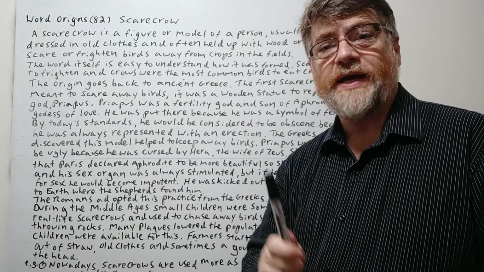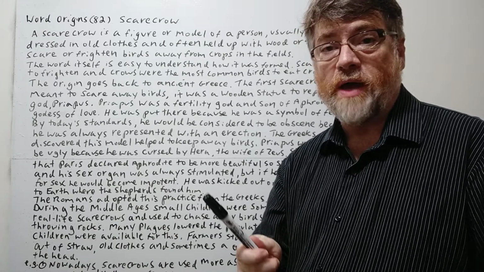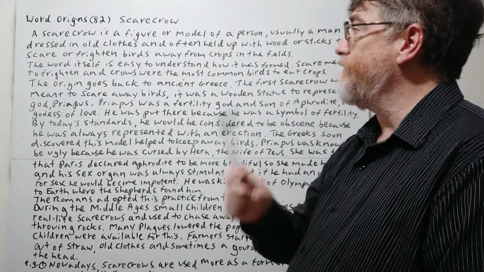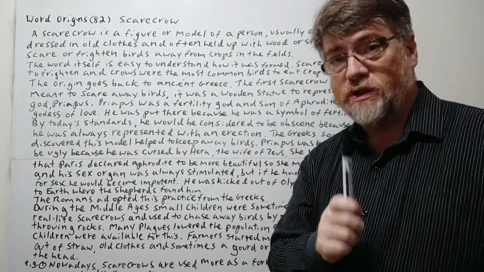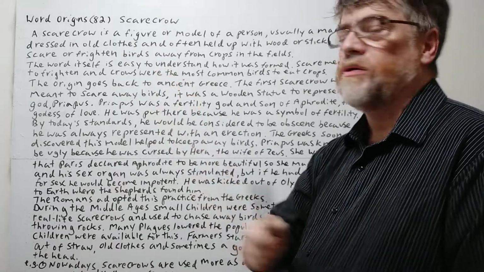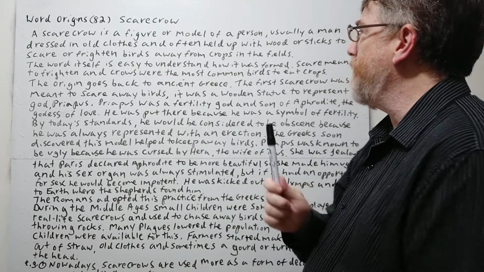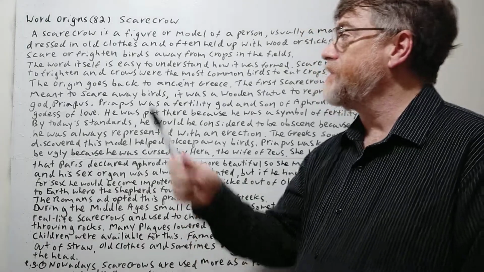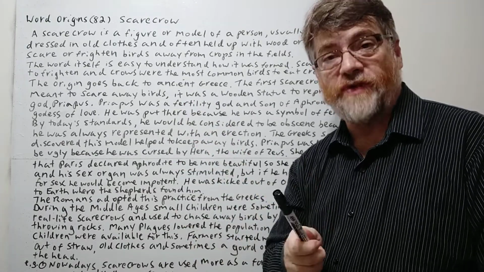The word origin today is scarecrow. Okay, let's take a look at the note here. A scarecrow is a figure or a model of a person, usually a man, dressed in old clothes and often held up with wood or sticks to scare or frighten birds away from crops in the field.